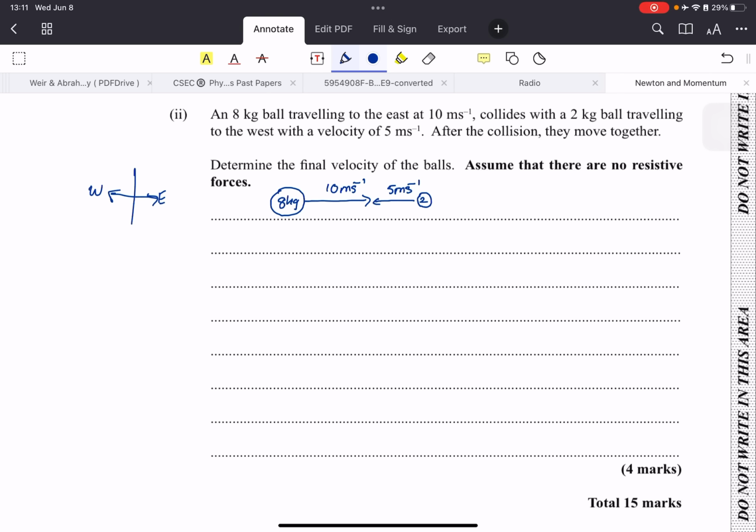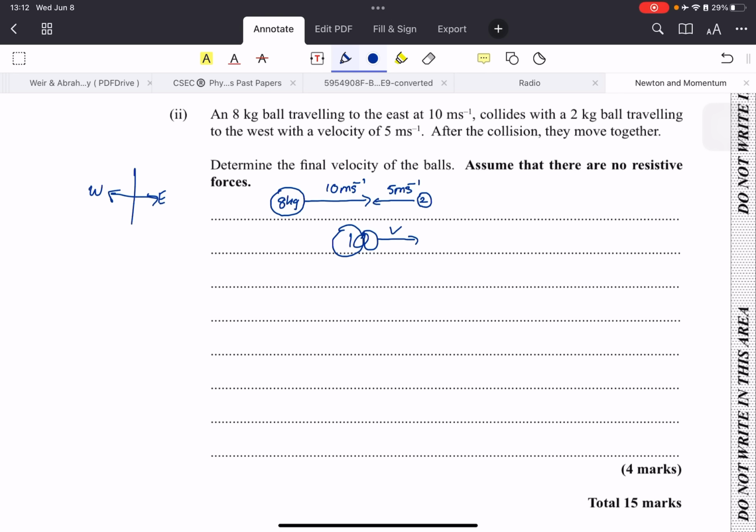Now after the collision, the two of them kind of link together. So therefore their mass would work as the same, right? So 8 kilograms plus 2 kilograms would be 10 kilograms, right? And then they will both move in this direction, obviously, because this big ball is pushing that one to that side, right? So they want us to determine the final velocity that they move with. So now that we have drawn our diagram, we know what to do.